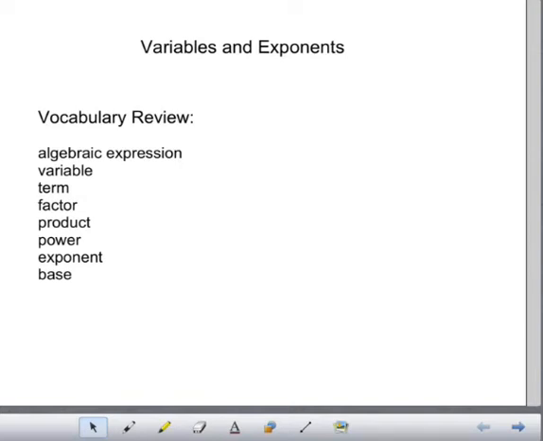A quick vocabulary review. As we're going through this, it's going to be very important that you understand what the vocabulary means. When I say a word, you got to know what I'm talking about. So let's do a quick review of that.